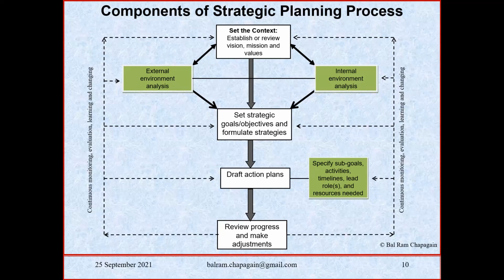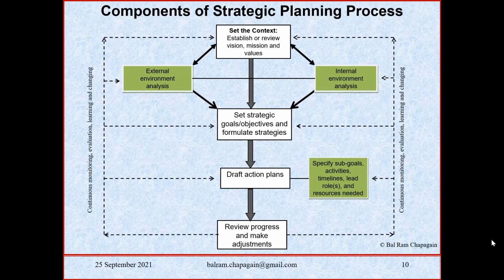As you can see in those arrows, while setting the context or establishing and reviewing vision, mission, and values, the company shall consider internal and external factors, and it shall do external environment analysis as well as internal environment analysis.